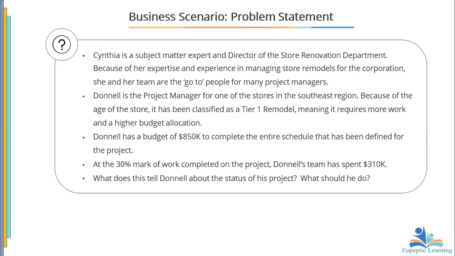Daniel has a budget of $850,000 to complete the entire schedule that has been defined for the project. At the 30% mark of work completed on the project, his team has spent $310K. What does this tell Daniel about the status of the project and what should he do? The question is, the project is budgeted at $850,000. So 30% of 850,000 will be what? You would want to compare that to what has actually been spent.